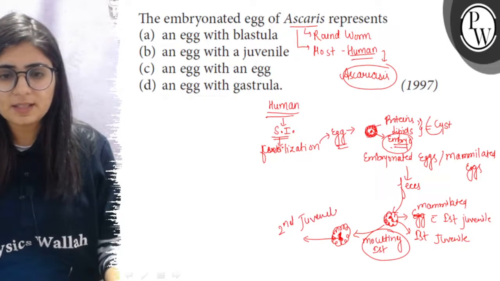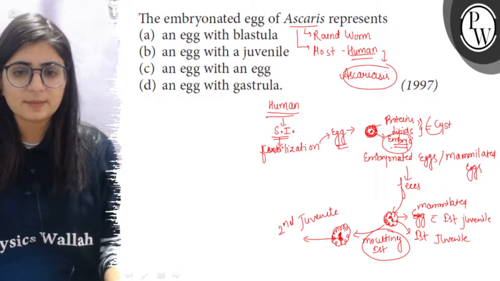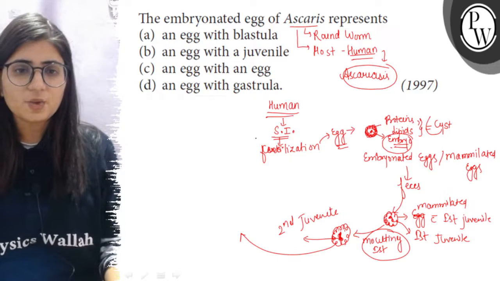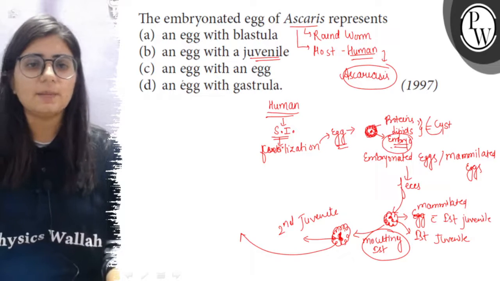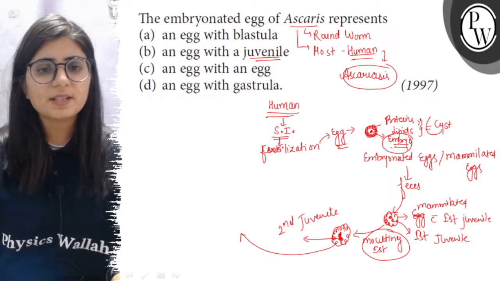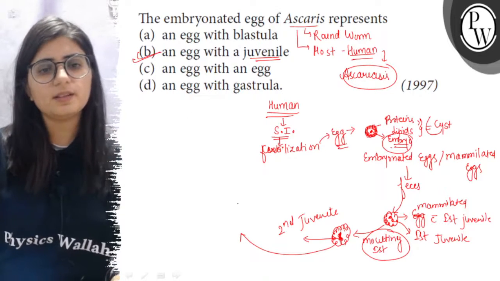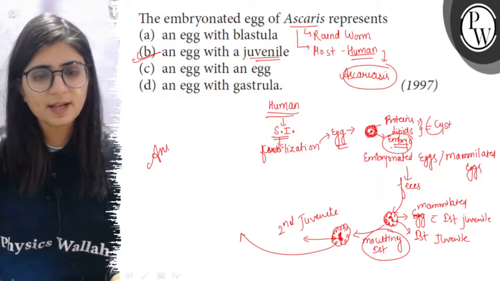So here we can see that these embryonated eggs are actually having the juvenile inside them. So the embryonated egg of Ascaris represent the egg with the juvenile. So option B is the right answer.